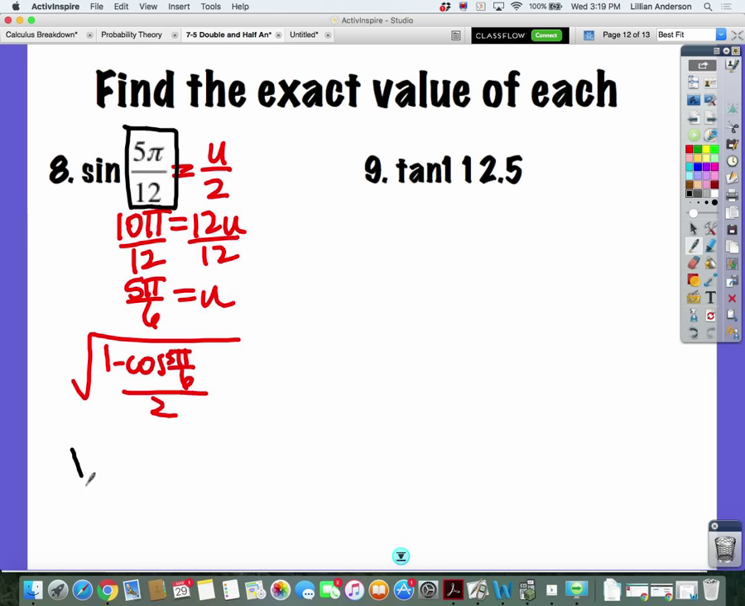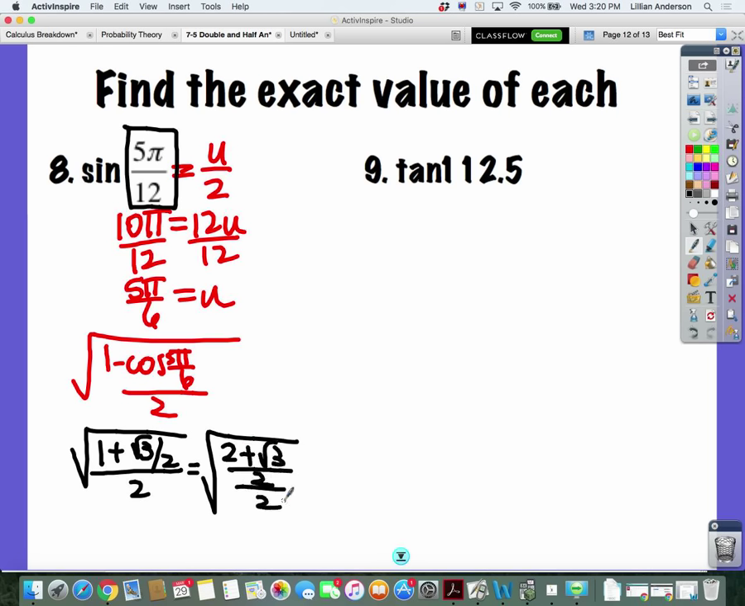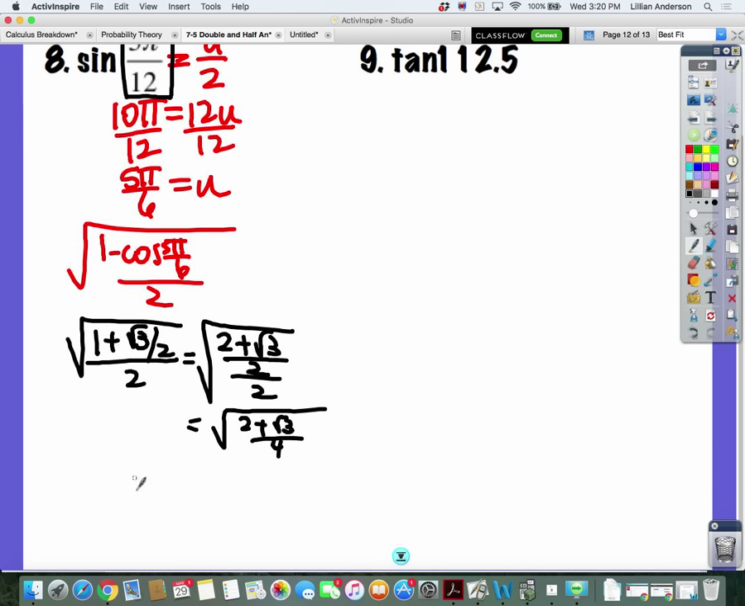So now we simplify. Cosine of 5 pi over 6 is a negative square root 3 over 2. So because it's a negative, it turns into a positive, divided by 2. You can simplify this any way you feel comfortable. You can split it up, or you can get a common denominator in the numerator. You can keep, change, flip, and then you apply the square root to both the top and the bottom. So your final answer is going to be the square root of 2 plus square root of 3, all over 2.